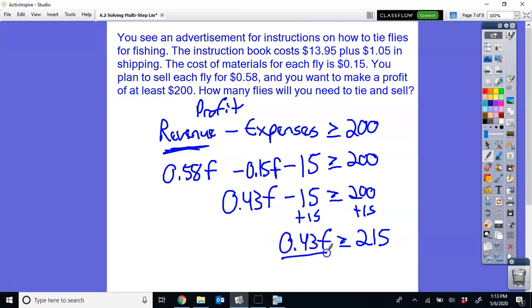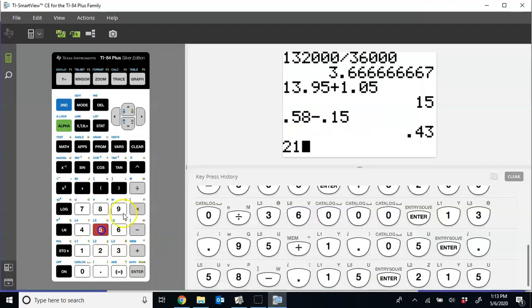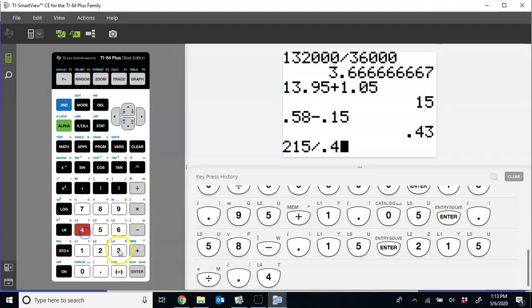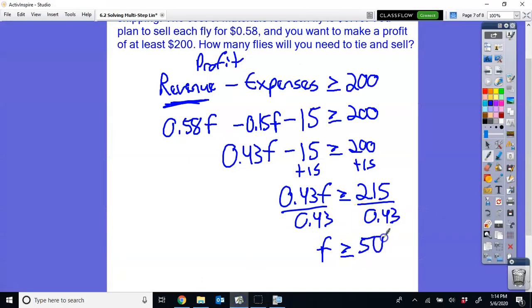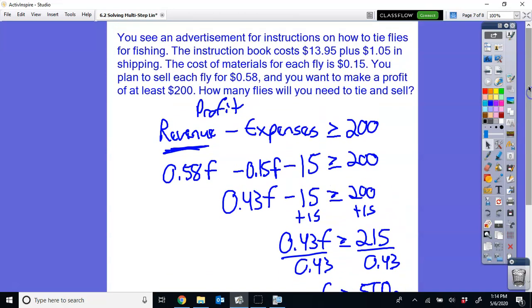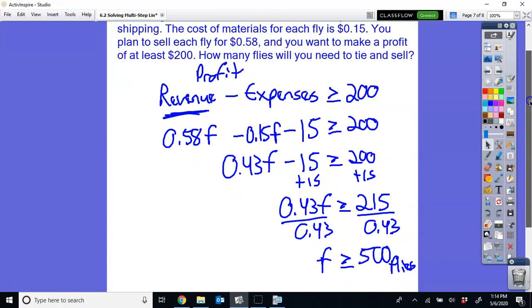So if now you take this and you divide by 0.43, it is going to tell me how many flies I need to make. So I take 215 and I divide it by 0.43. It tells me that I need to make 500 flies. Now that's ridiculous. That's a lot of flies for $200 only. If I make more than 500 flies, I'll make more than $200. But let's put that into perspective.